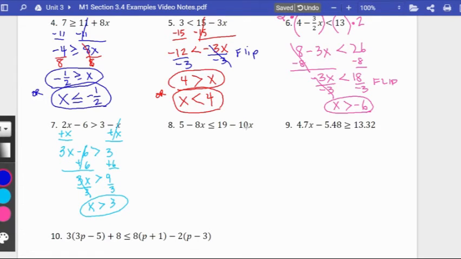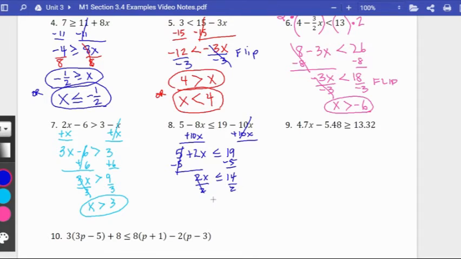All right, let's try this one. I want my x's on the left, so I'm going to add 10x to both sides. That gives me 5 plus 2x over there. On the right side, I have 19. Minus 5 on both sides gives me 2x less than or equal to 14. Divide by 2 on both sides. I get x less than or equal to 7. All right, let's keep pressing on.